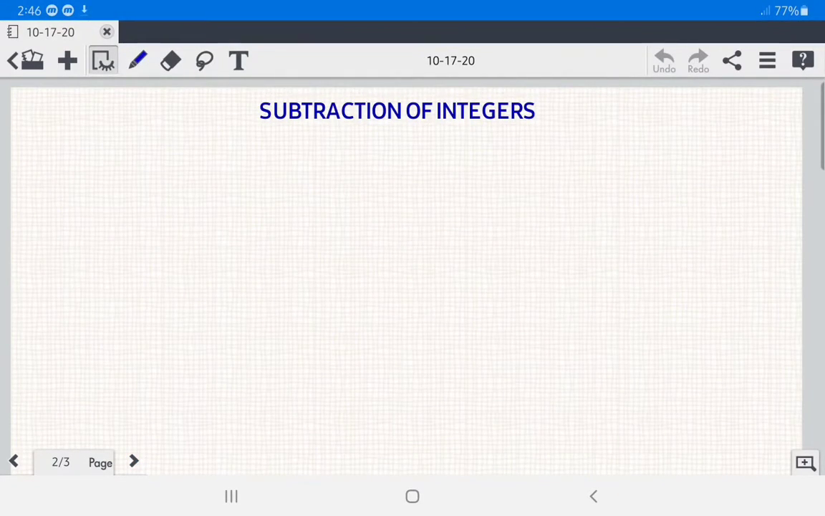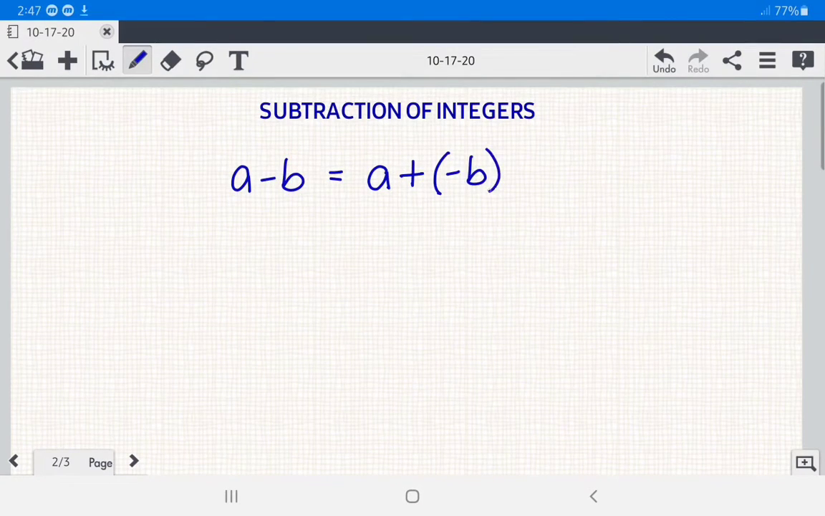To subtract two integers, let's say a and then b, you're going to add the opposite or the additive inverse of b to a. So meaning to say, you will just copy the minuend a, then plus the additive inverse of b. So since this is positive b, you're going to make it as negative b. Okay?